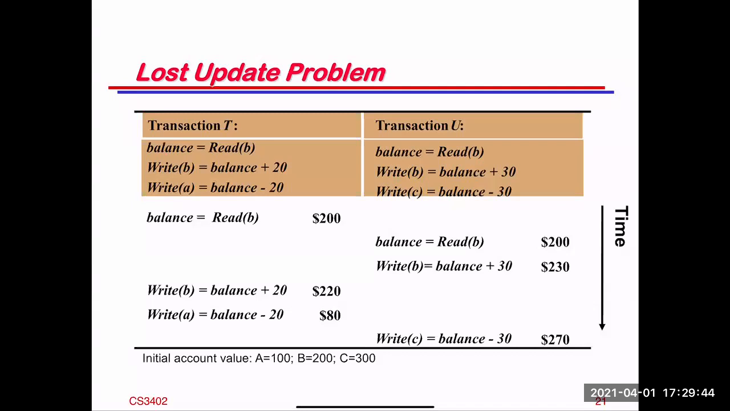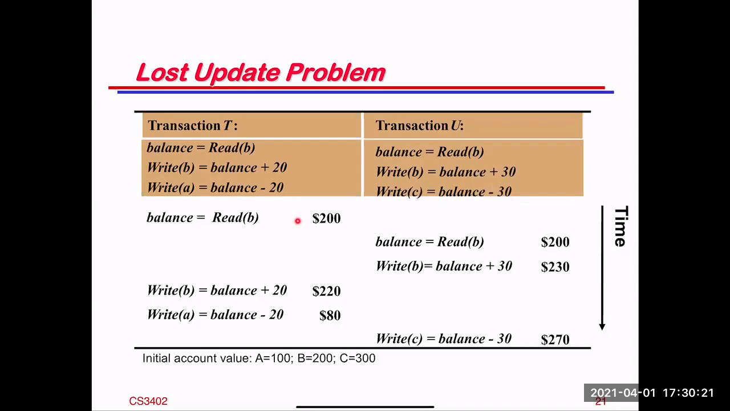So here's an example for the lost update problem. All right, so again, we have two transactions T and U. So we're reading from item B, we're saving this in balance, and then we are writing to B by adding 20 to balance, and then we're writing to A by subtracting 20 from balance. And similarly in transaction U, we're reading from B, and we're saving this in our variable balance, and then we're writing to account B by adding 30 to balance and to C by subtracting 30 from balance.